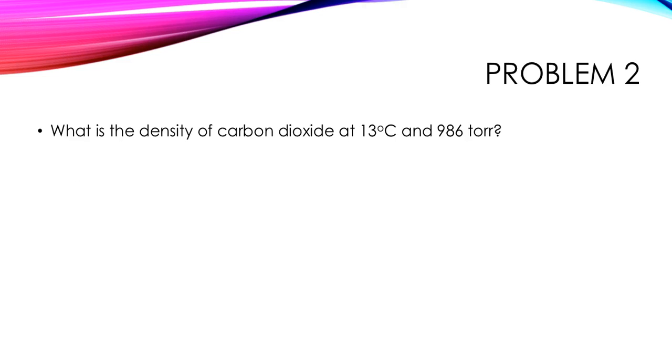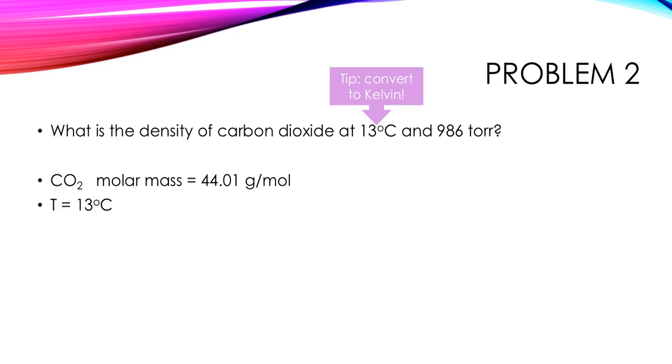What is the density of carbon dioxide at 13 degrees Celsius and 986 torr? Ooh, torr. We haven't talked about torr. Okay, well, let's go through this. We know the molar mass of carbon dioxide is about 44 grams per mole. We have a little bit more precision from our periodic table. So we do have the temperature in Celsius. We have to convert that to Kelvin, of course. So we'll go ahead and do that. 286 Kelvin is what it turns out to be. We can just round that to the ones place.